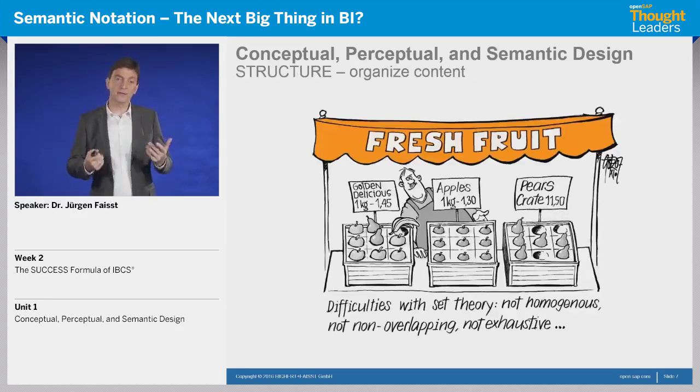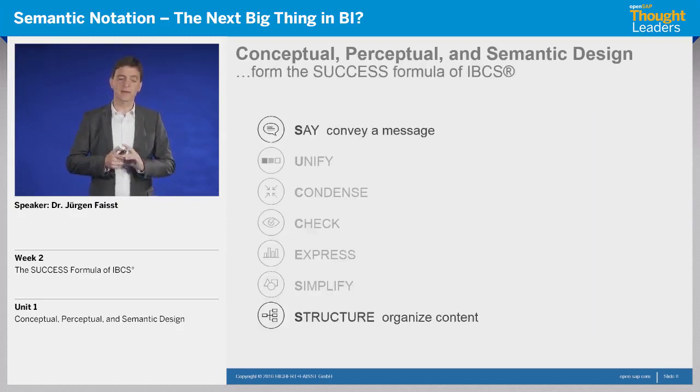Just to go briefly into it, again with a cartoon, there are 3 rules we will go into in the next unit. The first rule is that a good structure has homogeneous elements. The second one is that they are non-overlapping, and the third one is that they are collectively exhaustive. Those 2 steps, the first steps of our success formula, form a kind of conceptual rule.